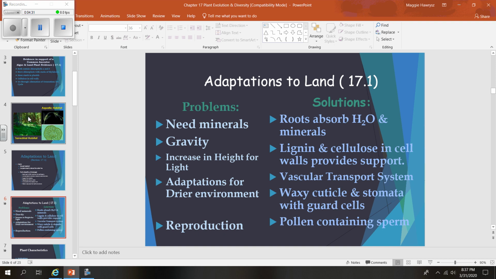They adapted to be in a drier environment, and they developed a vascular transport system to do that, which consists of particular cells that allow water and nutrients to flow up through the roots, through the stem and through the leaves, and also has cells that move sugar up through the roots to the leaves as well. They had to figure out how to reproduce on land instead of relying on a watery environment for reproduction. So they developed pollen, which contains the male reproductive cell for the sperm.